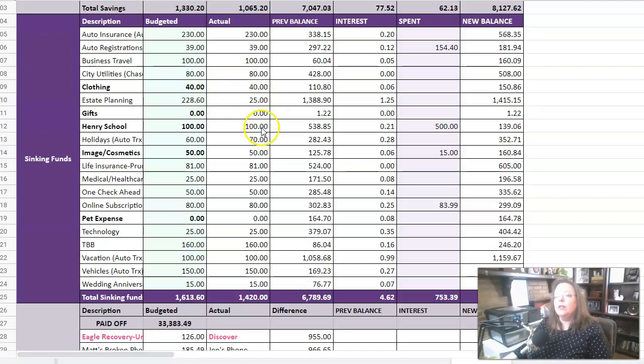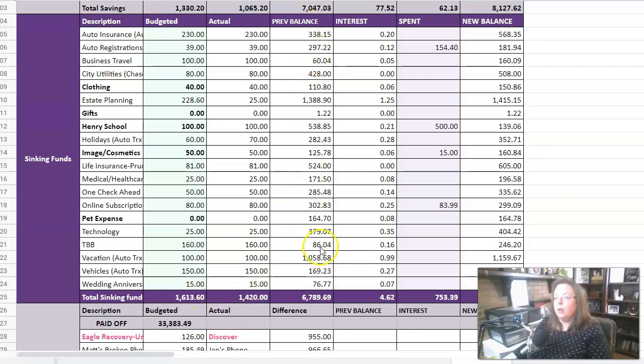Nothing to gifts, 100 to Henry School, 70 to holidays, 50 to Image Cosmetics, 81 to life insurance, 25 to medical or healthcare account. One check ahead is 50. Online subscriptions was 80. Pet expense, we didn't put anything in since we spent it all. Same thing with gifts. That's why these are zero. Technology, we put 25 in. The budget balance, we put in 160, vacation 100, vehicles 150, and then our wedding anniversary 15. And so that comes to $1,420, which you can see is less than what we originally planned.